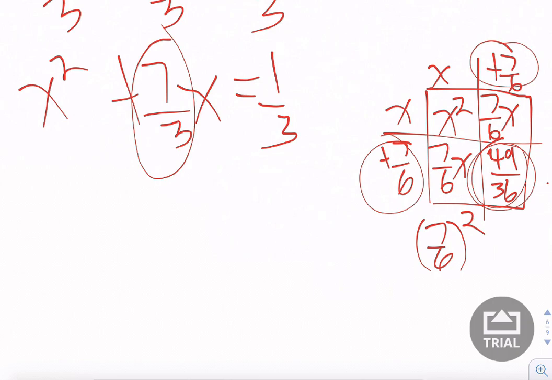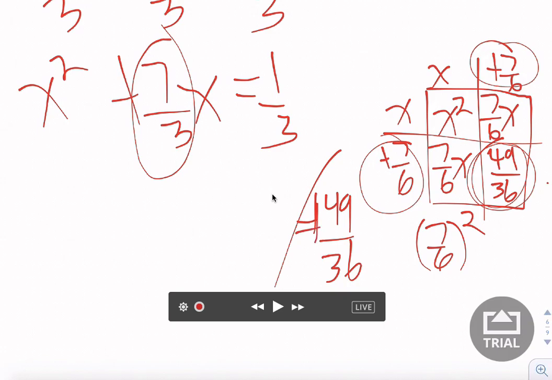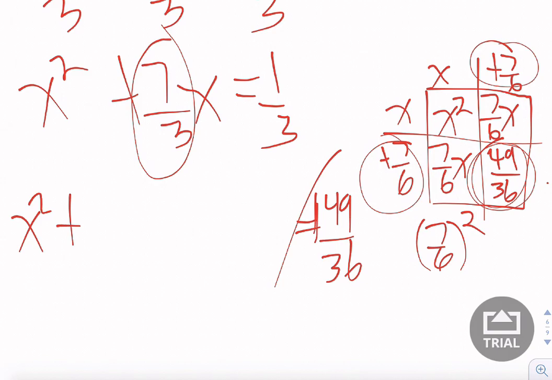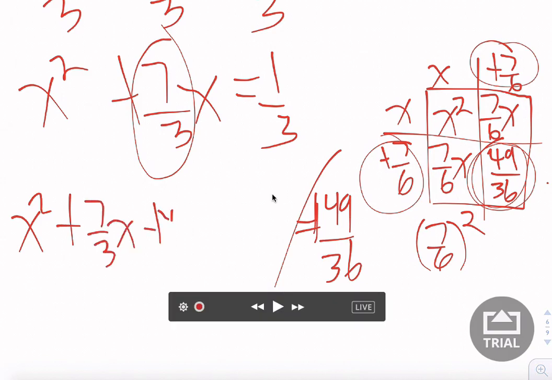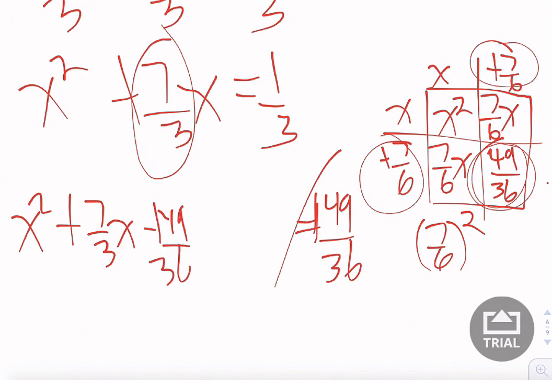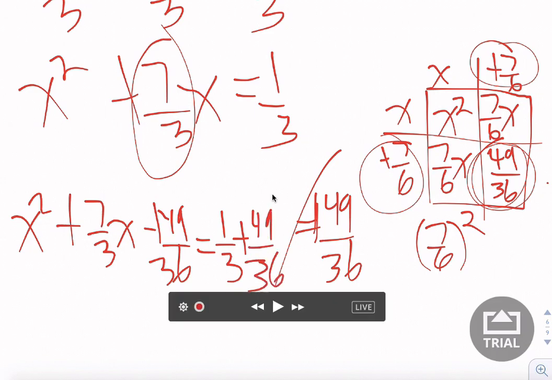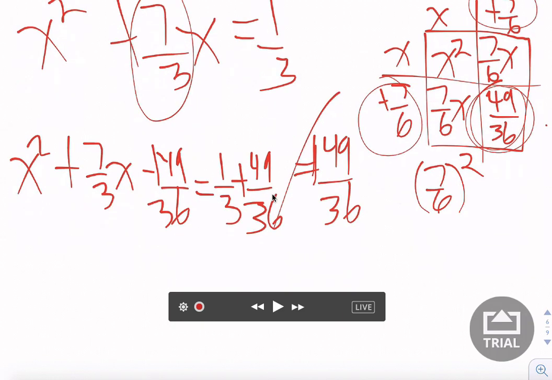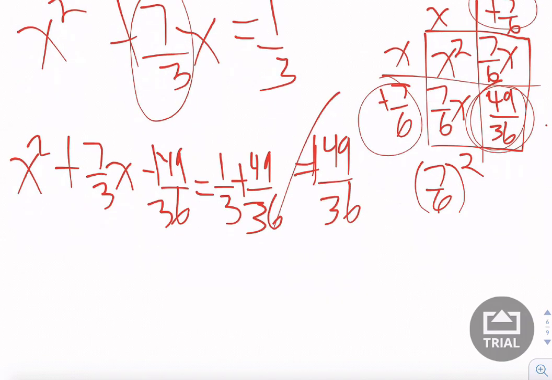So I'm going to have to add 49 over 36 to both sides of the equation. So I'll end up with x squared plus 7 over 3x plus 49 over 36 will equal 1/3 plus 49 over 36. Because I can't just add 49 over 36 on one side. I have to add it to both.